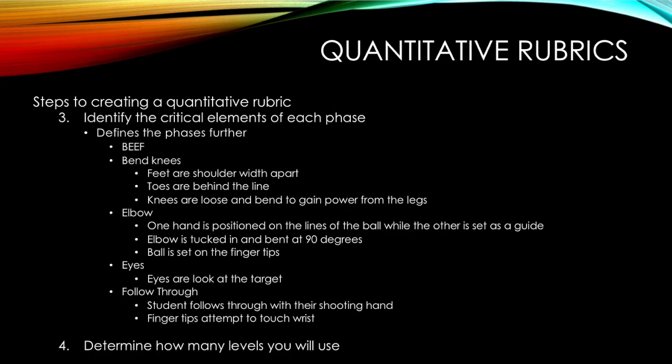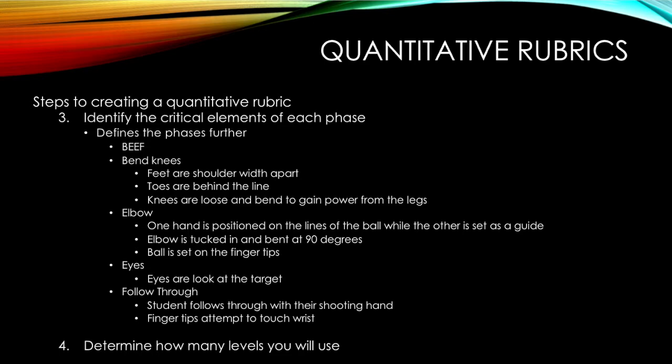All right, so the third step is identifying the critical elements of each phase. So this means that you're giving further information for each stage. So for bend the knees, your feet are shoulder width apart, your toes are behind the line, and your knees are loose and bent to gain power from the legs. The elbow, one hand is positioned on the lines of the ball while the other is set as a guide. The elbow is tucked in and bent at 90 degrees. The ball is set on the fingertips of your hand. Your eyes are looking at the target.